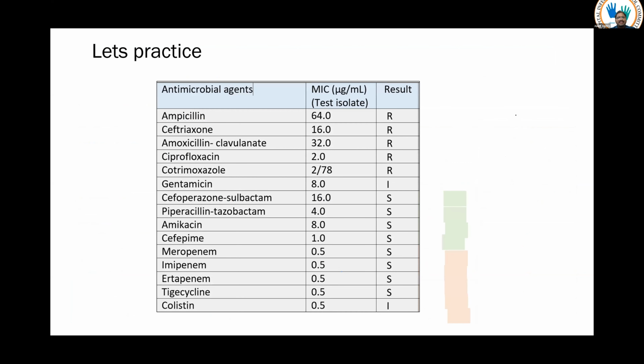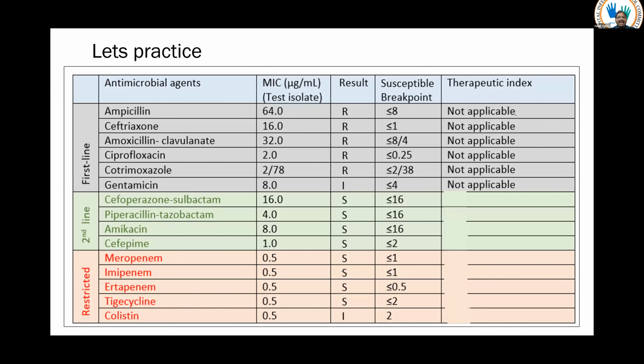Let's do a quick revision. Suppose this is the report we get from our testing or MIC testing. We categorize this as per our rule for my institute as first line, second line, and restricted lines. My first lines are all resistant. As I've already told, if it's resistant or intermediate, we don't calculate the MIC therapeutic index. It's not applicable.